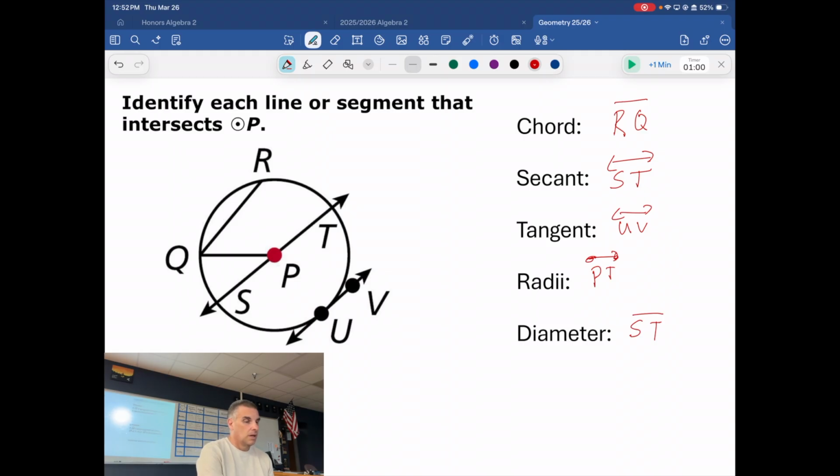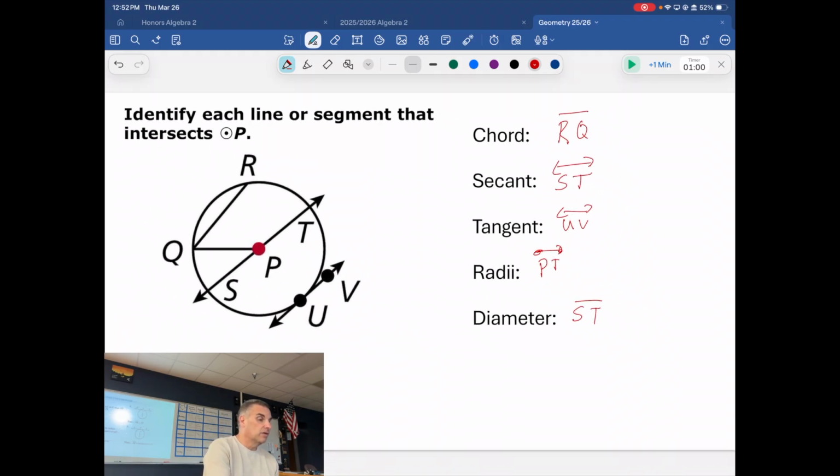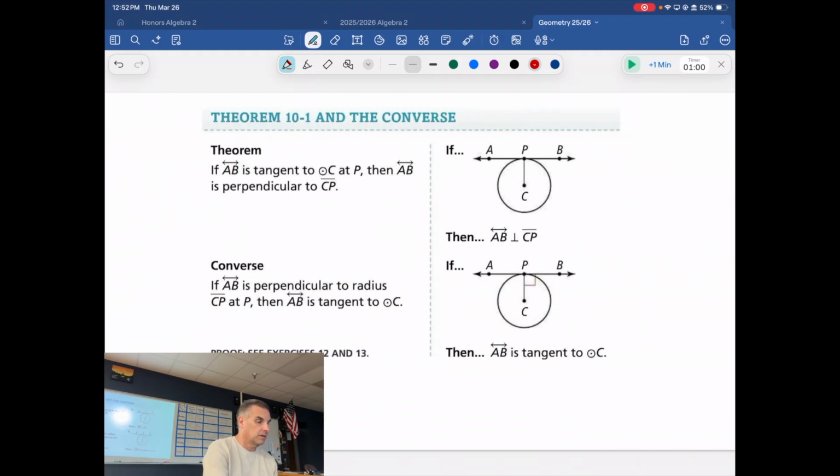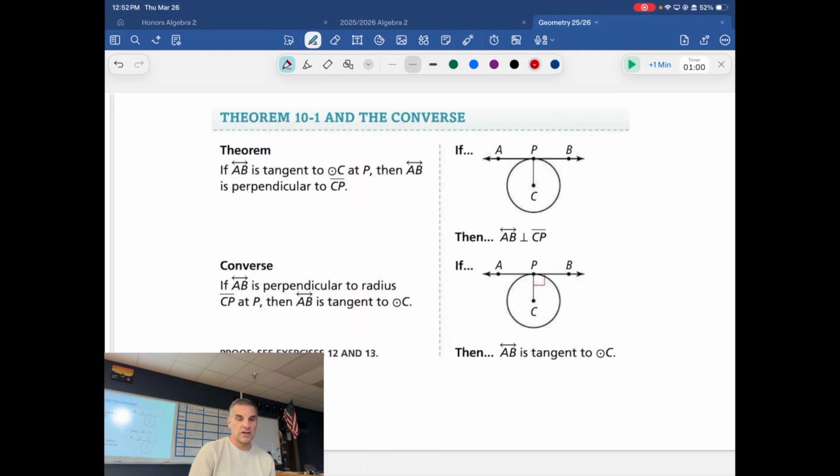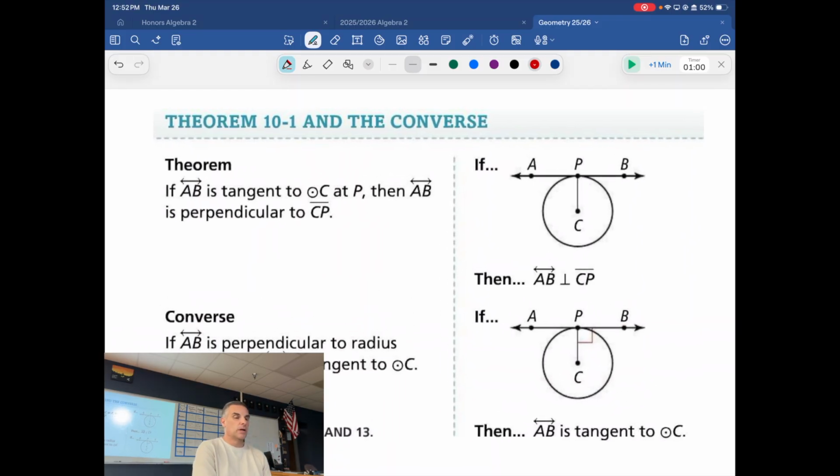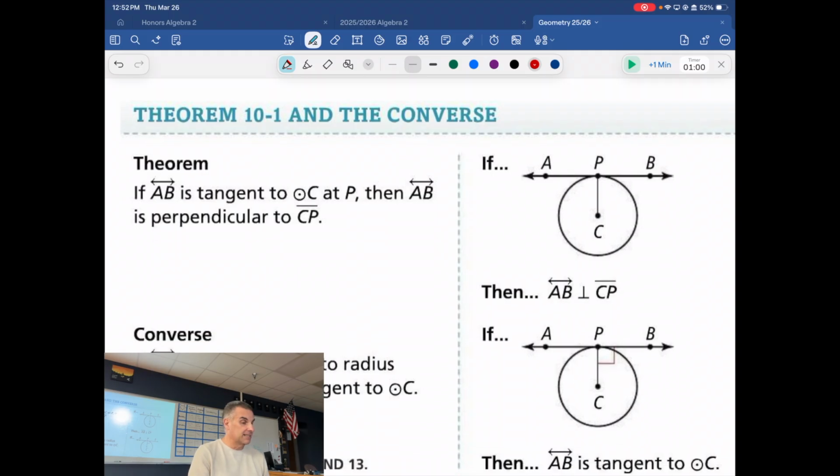Okay, all right, so that leads us to our theorems for tangent lines. One of the things we want to be able to do is determine if in fact it's a tangent line, and the way we determine that is by using the following theorem. The theorem says if AB is tangent to circle C at point P, then AB is perpendicular to CP.